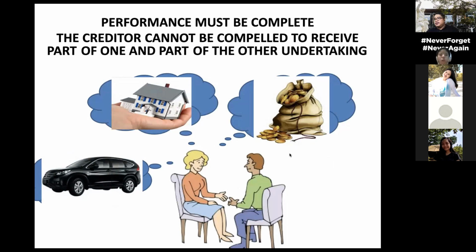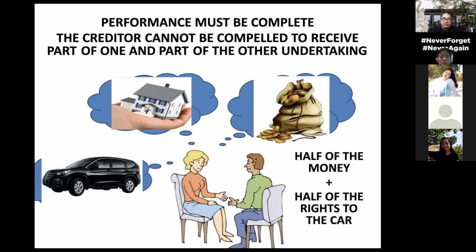So here, the performance must be complete and the creditor cannot be compelled to receive part of one or part of the other. So not half of the half. Half of the money, half of the rights. Meaning when you are trying to make it a simple obligation, converting a compound obligation to a simple obligation, you just need to select one.